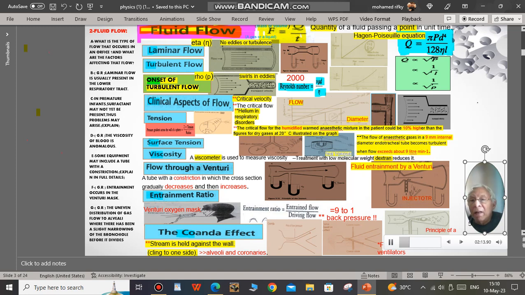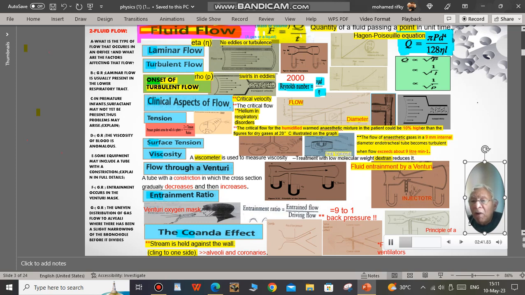Reynolds number is rho times V times D over the viscosity, where V is the linear velocity, rho is the density, and D is the diameter. So whenever I decrease the density, of course, definitely the number will decrease, as you can see from the figure, correlating the flow to the diameter.